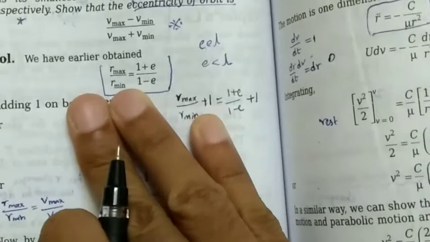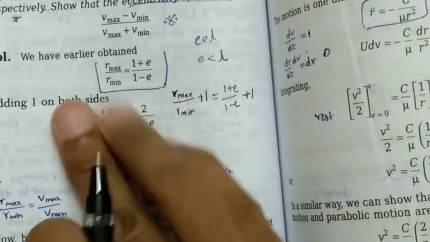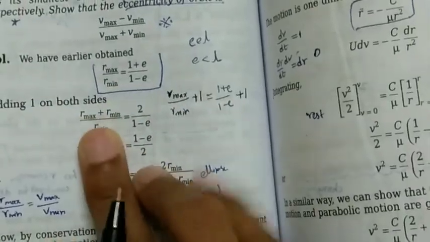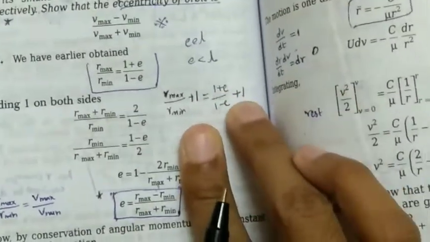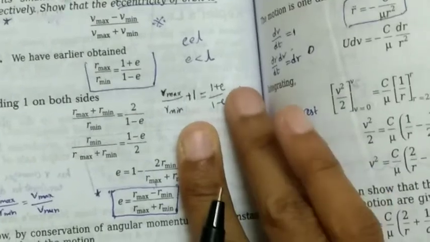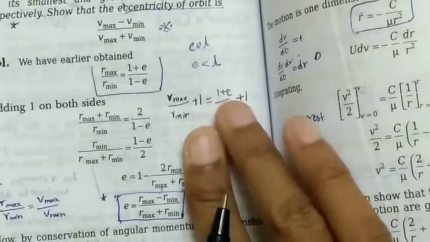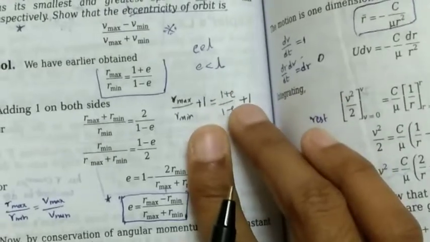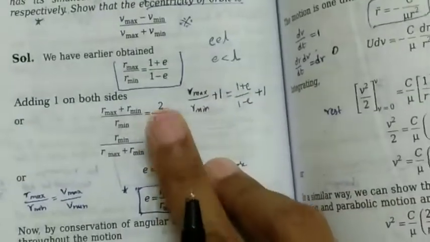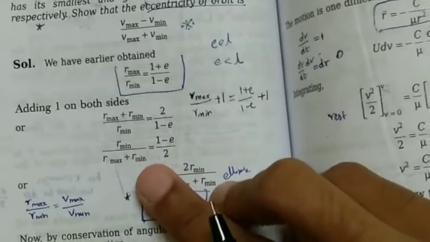So here R min by R min, so what we would have is R max plus R min by R min. And here also taking LCMs, 1 minus E by 1 minus E. So what you would have, 1 plus E plus 1 minus E, plus E minus E would get cancelled. So you would have 2 by 1 minus E.